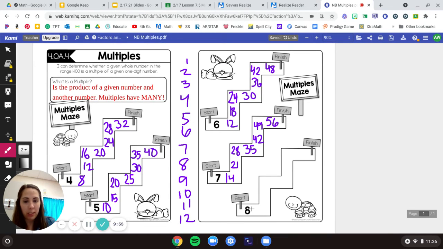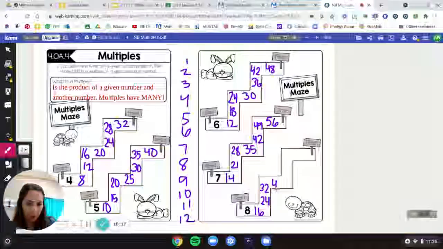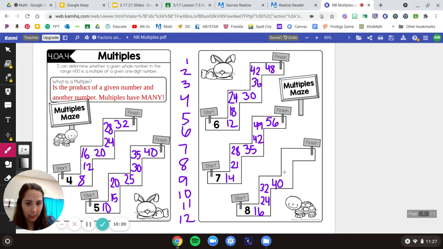All right, last up are multiples of 8. So we have 8 and then 16 and 24. And 8 times 4 next, we know is 32. 8 times 5, we know is 40. 8 times 6 is 48. 8 times 7 is 56. And our last one, 8 times 8 is 64.